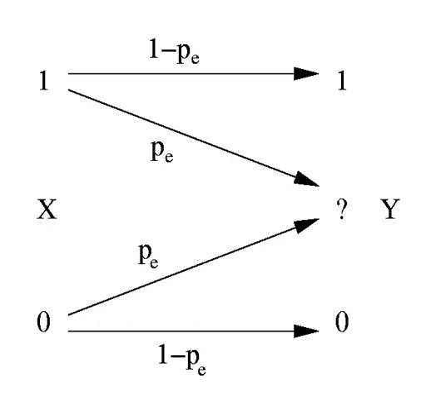The BSC has a capacity of 1 minus H_b(p) bits per channel use, where H_b is the binary entropy function to the base 2 logarithm.